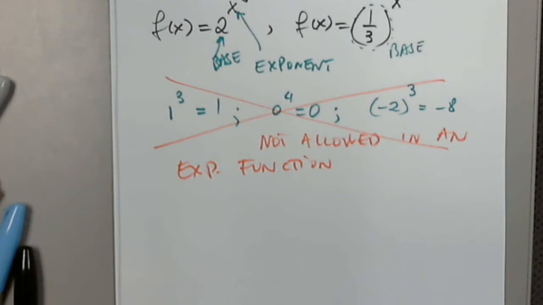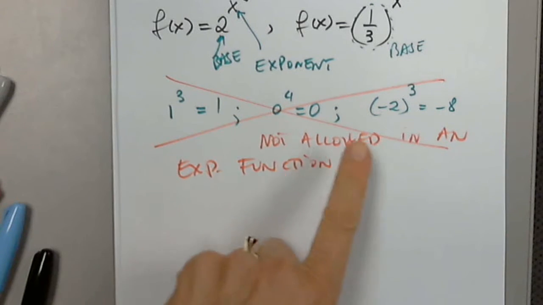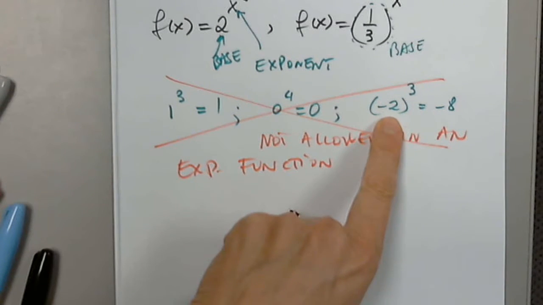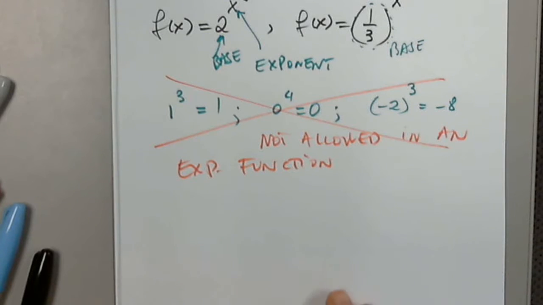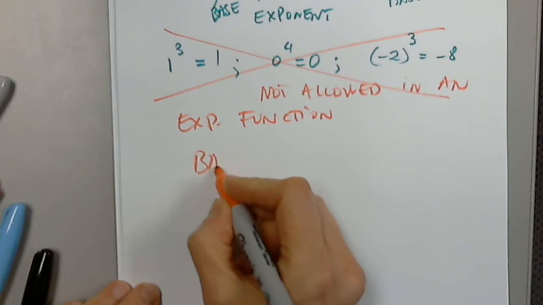What is not allowed? What is not allowed is a base of 1. What is not allowed is a base of 0. And what is not allowed is a negative base. So what can the base be?